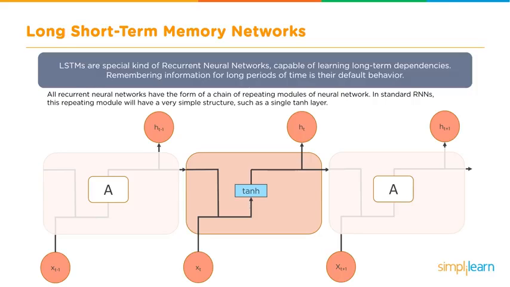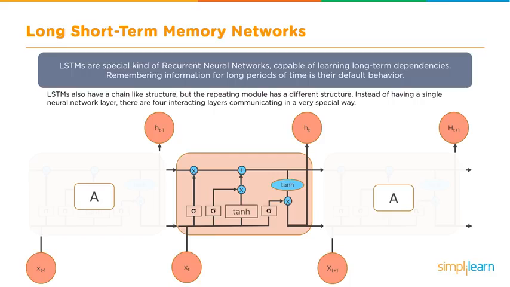All recurrent neural networks have the form of a chain of repeating modules of neural network connections. In standard RNNs, this repeating module will have a very simple structure, such as a single tanh layer. LSTMs also have a chain-like structure, but the repeating module has a different structure. Instead of having a single neural network layer, there are 4 interacting layers communicating in a very special way.